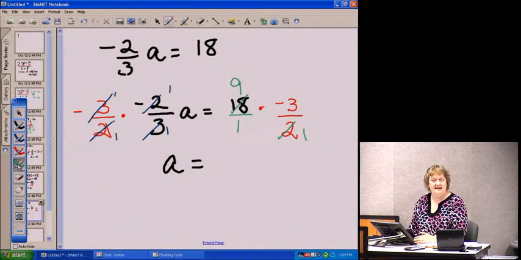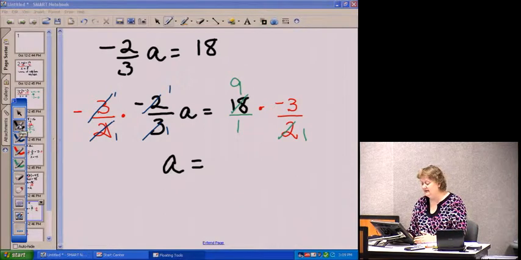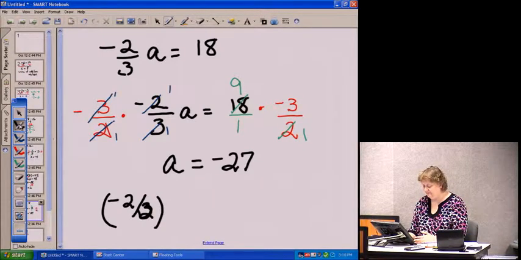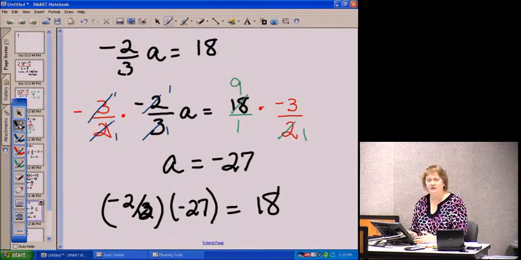Then we have 9 times -3, which gives us negative 27. And that gives us the correct answer. And you can use your calculator to check it, multiplying negative 2/3, and that is a 3 down there, times negative 27, and when you do that on the calculator, it indeed will give you a positive 18.